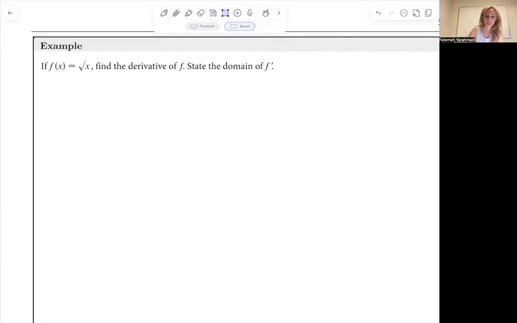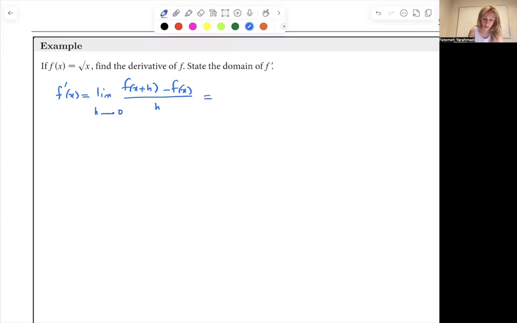Here we have the square root function. We want to find the derivative of f, and we want to use the limit definition. For those of you who are interested in using the shortcut, at the end I show you how to apply the shortcut. Remember that f prime of x is equal to the limit of f of x plus h minus f of x, divided by h, as h goes to 0.